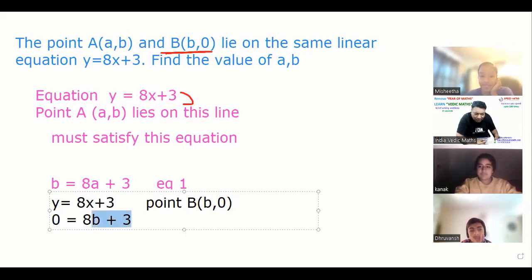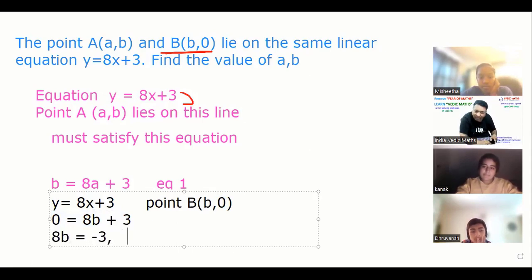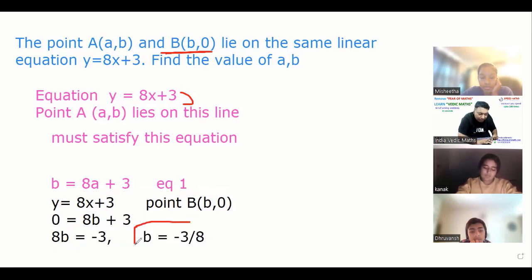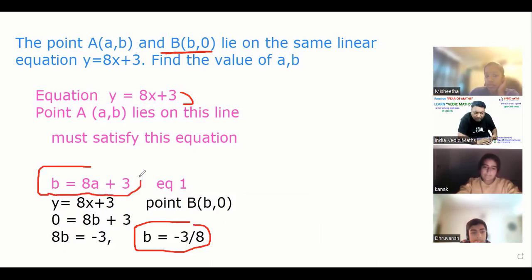So can we solve this problem or not? What is 0 equal to 8b plus 3? 8b equal to negative 3, correct? Or b equal to negative 3 over 8. So you got the value of b already. One will say, sir, I got one answer, this is my first answer. So you got the value of B, but not A. Now, if you use this equation and put the value of B, can we get A or not? Let's try.